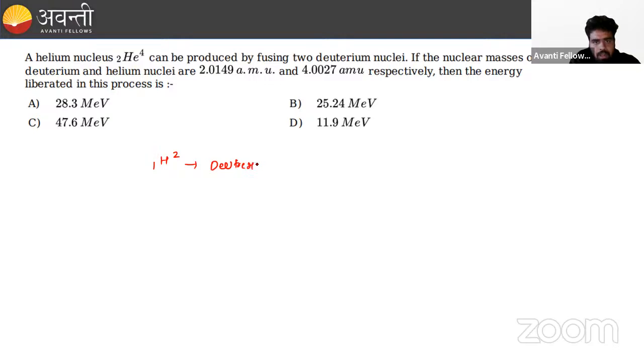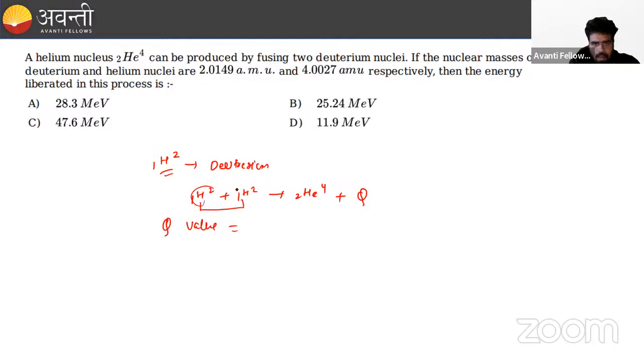We have to know what the meaning of deuterium is. After combining 1H2 and 1H2, a helium nucleus is produced and some energy, in the form of Q energy, is generated here. So we have to find out the value of Q energy. So basically, what is the Q energy, guys? If we talk about the energy released, or Q value, or we can say energy liberated, this is nothing but the energy of the reactants minus the energy of the products. Correct.